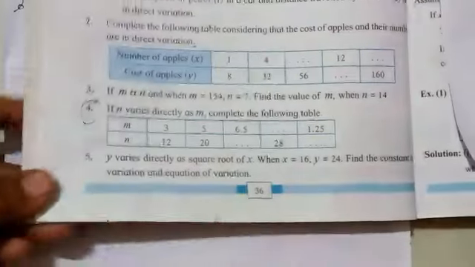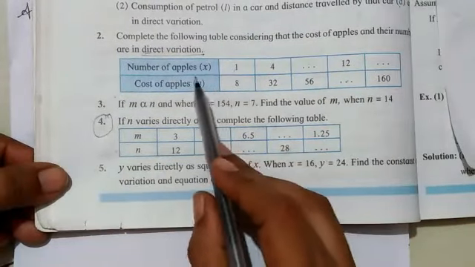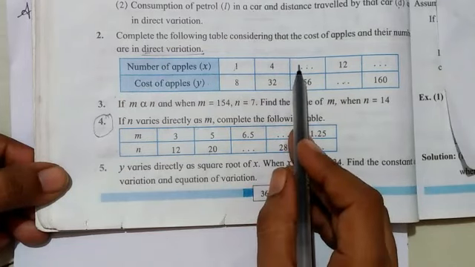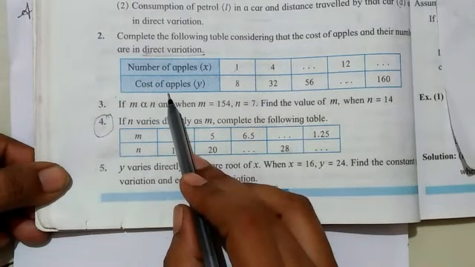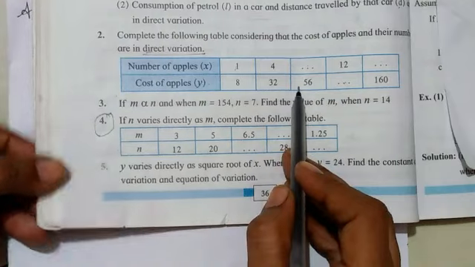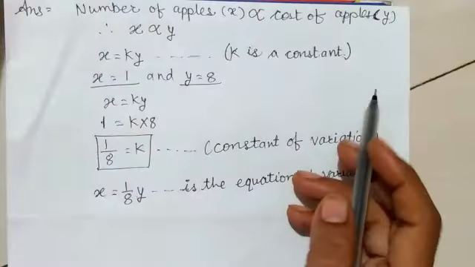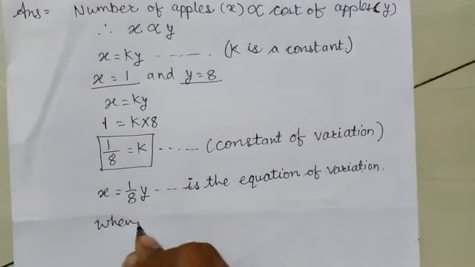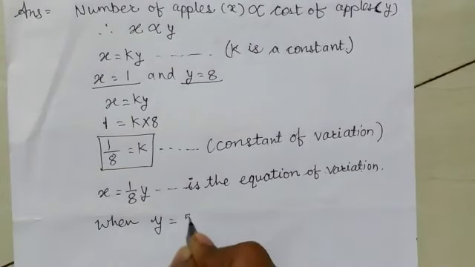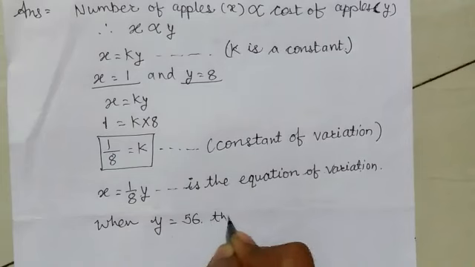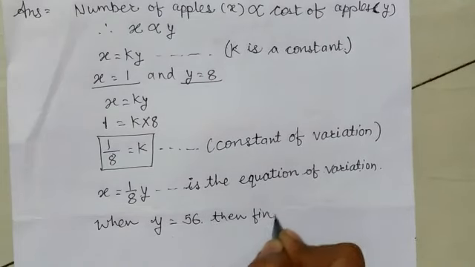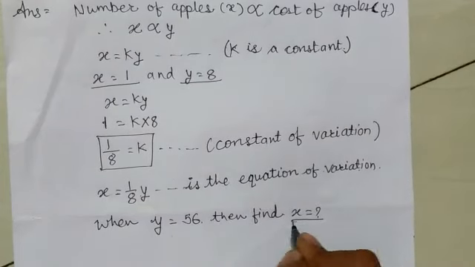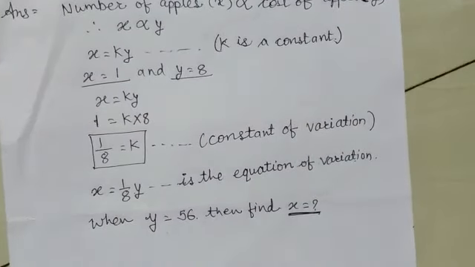Students, now as we don't know x, we have to find the value of x, the number of apples, and y, the cost of apples, is given as 56. So we are going to write it: when y is equal to 56, then find x. We have to find the x here now.